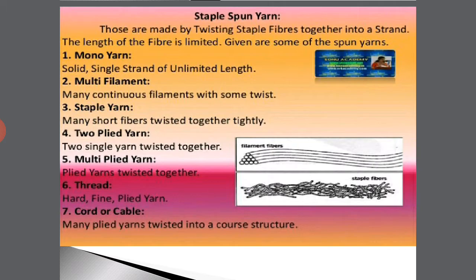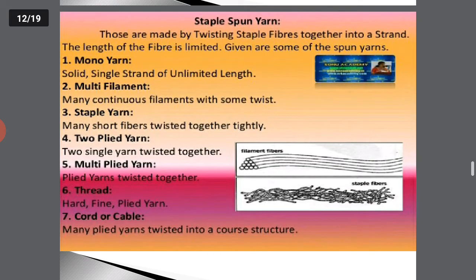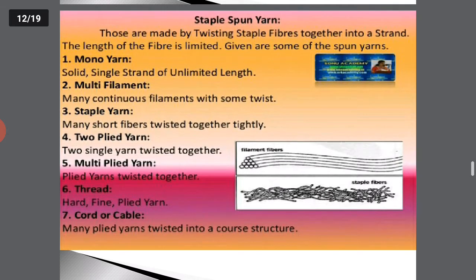Staple spun yarn, those are made by twisting staple fiber together into a strand. The length of fiber is limited. In case of staple spun yarn, given are some of the spun yarns. First is mono yarn, solid, single strand of unlimited length, multi filament, many continuous filaments with some twist. Staple yarn, many short fibers twisted together tightly.